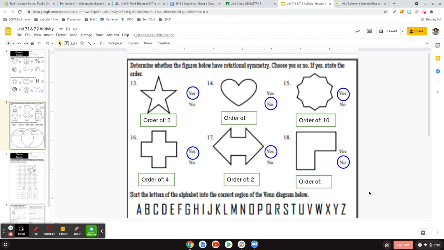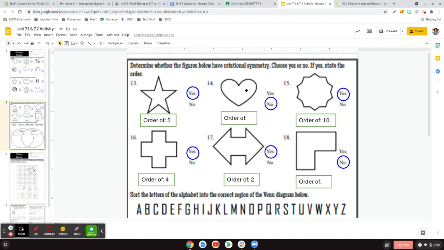All right, so 13 through 18, we are going to determine whether figures have rotational symmetry. We're going to choose yes or no, and if yes, we're going to state the order. So 13, the star, it's a yes, and it has an order of 5 because we can turn it 5 times before this original top point here comes all the way around to the top again, and the star looks the same. 14, the heart, no, because it has to make a full turn before it looks the same again.